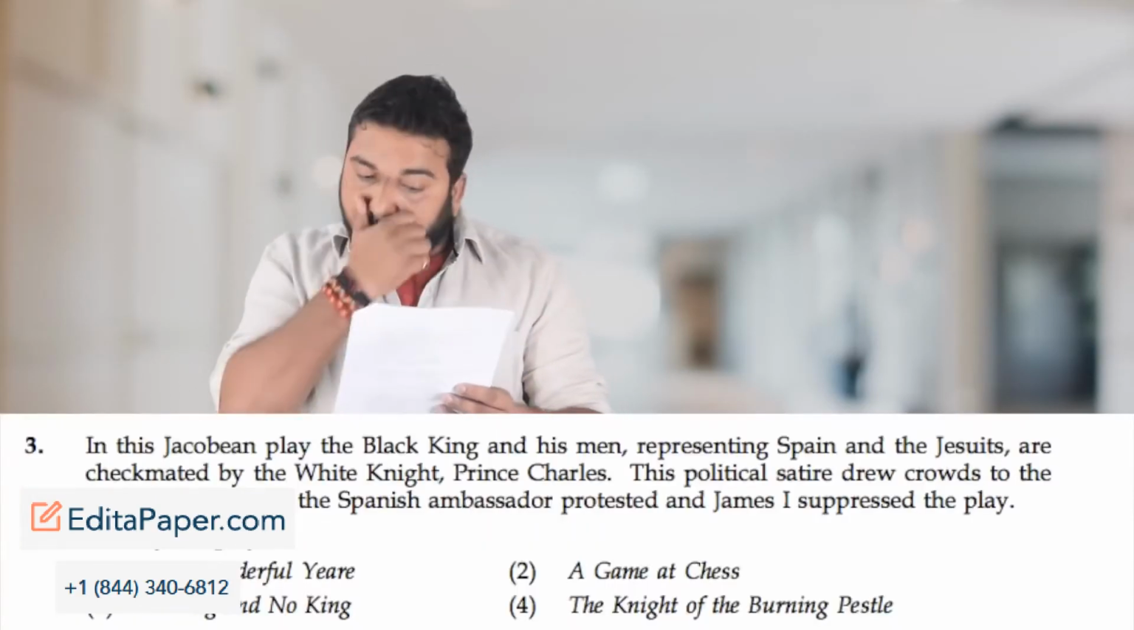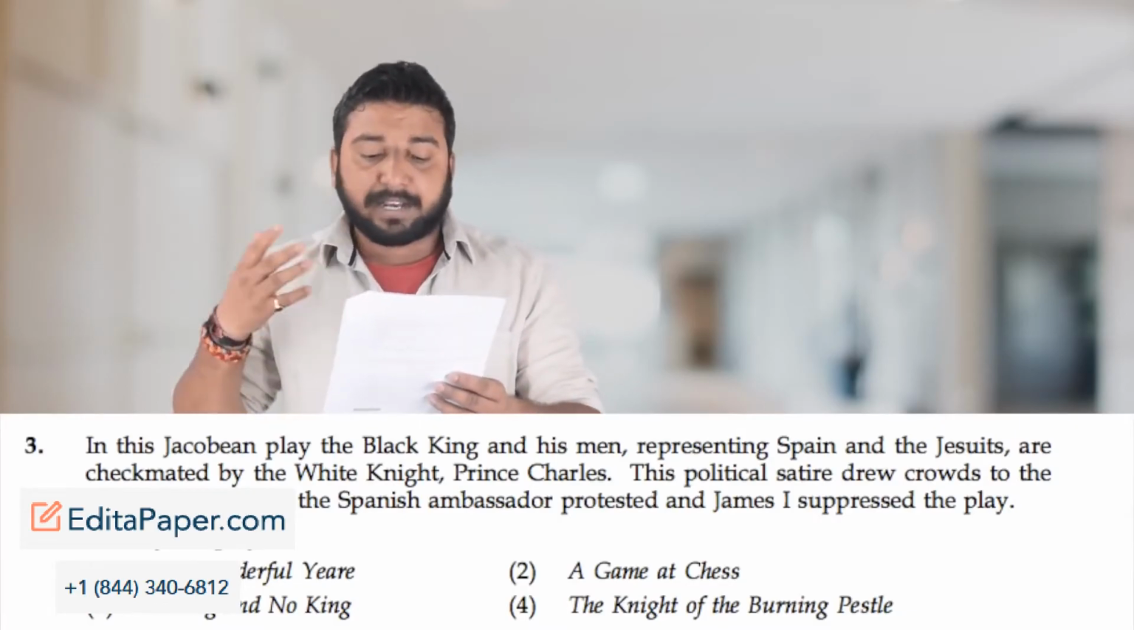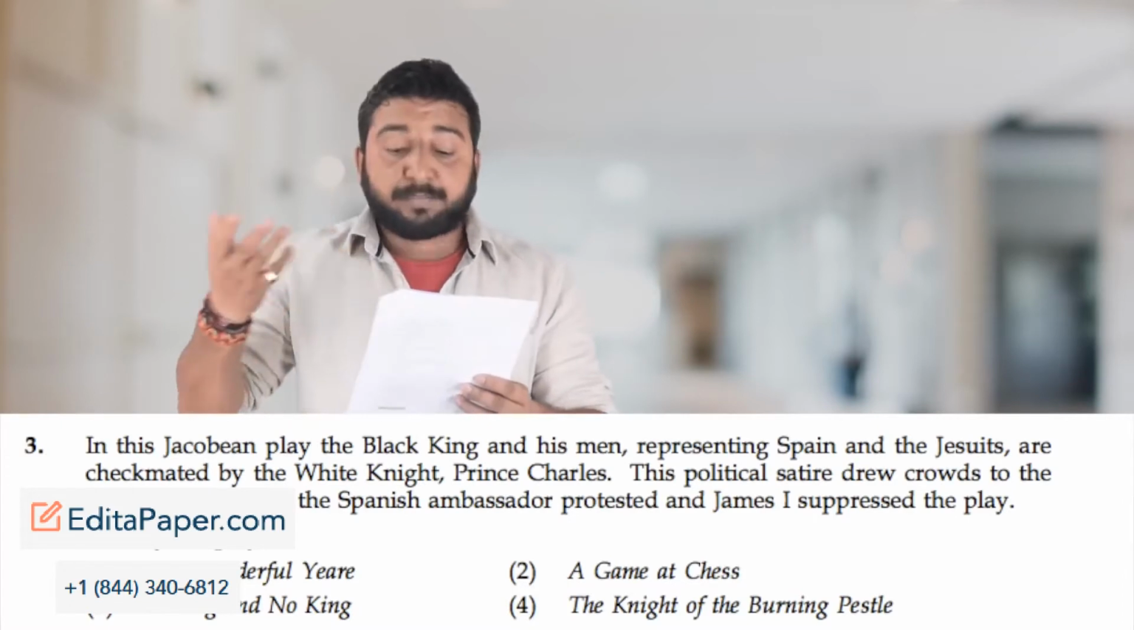So remember, this is the right answer here: Casuarina Tree. It's one of the easiest questions for you all. In this Jacobean play, the Black King and his men, representing Spain and the Jesuits, are checkmated by the White Knight and Prince Charles. White Knight, Prince Charles.